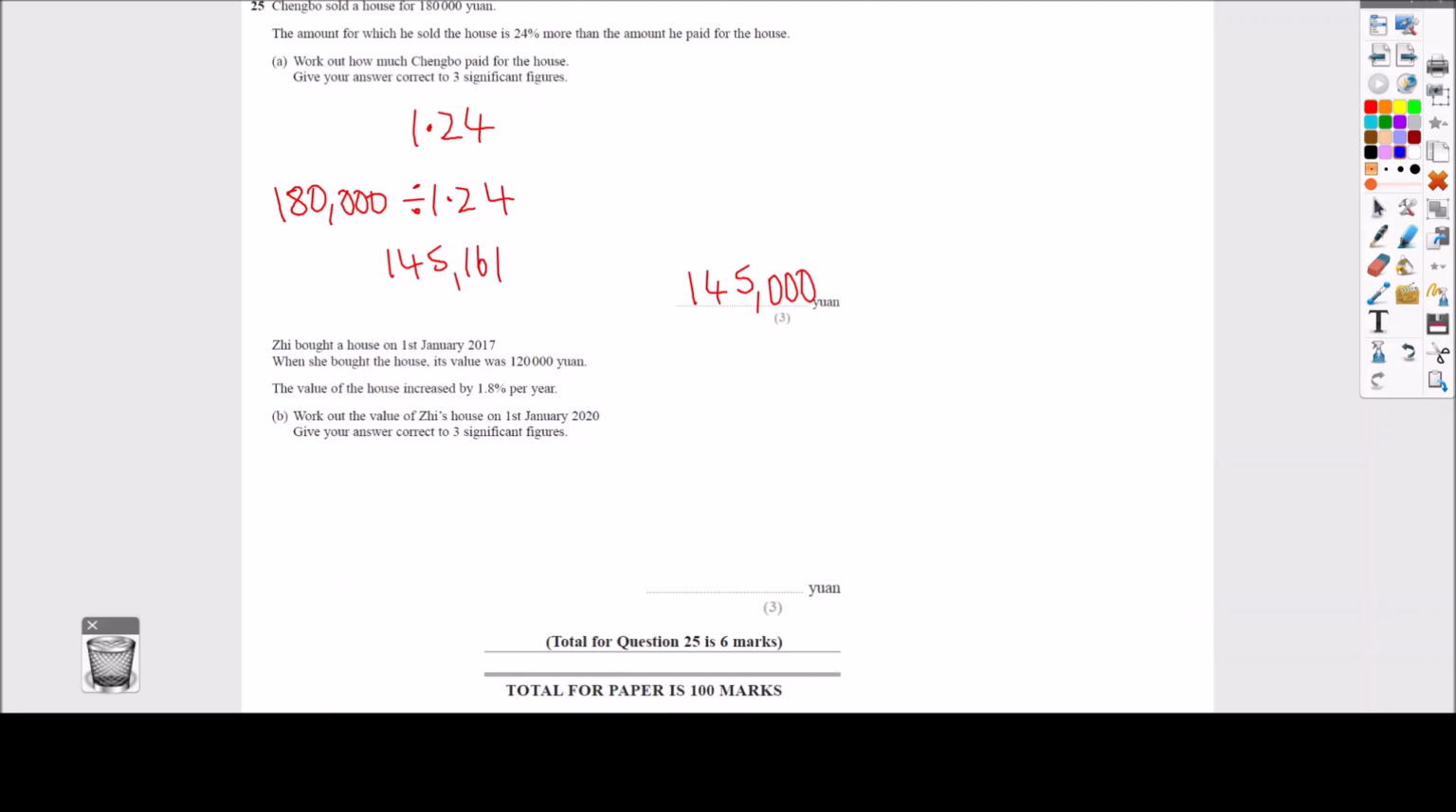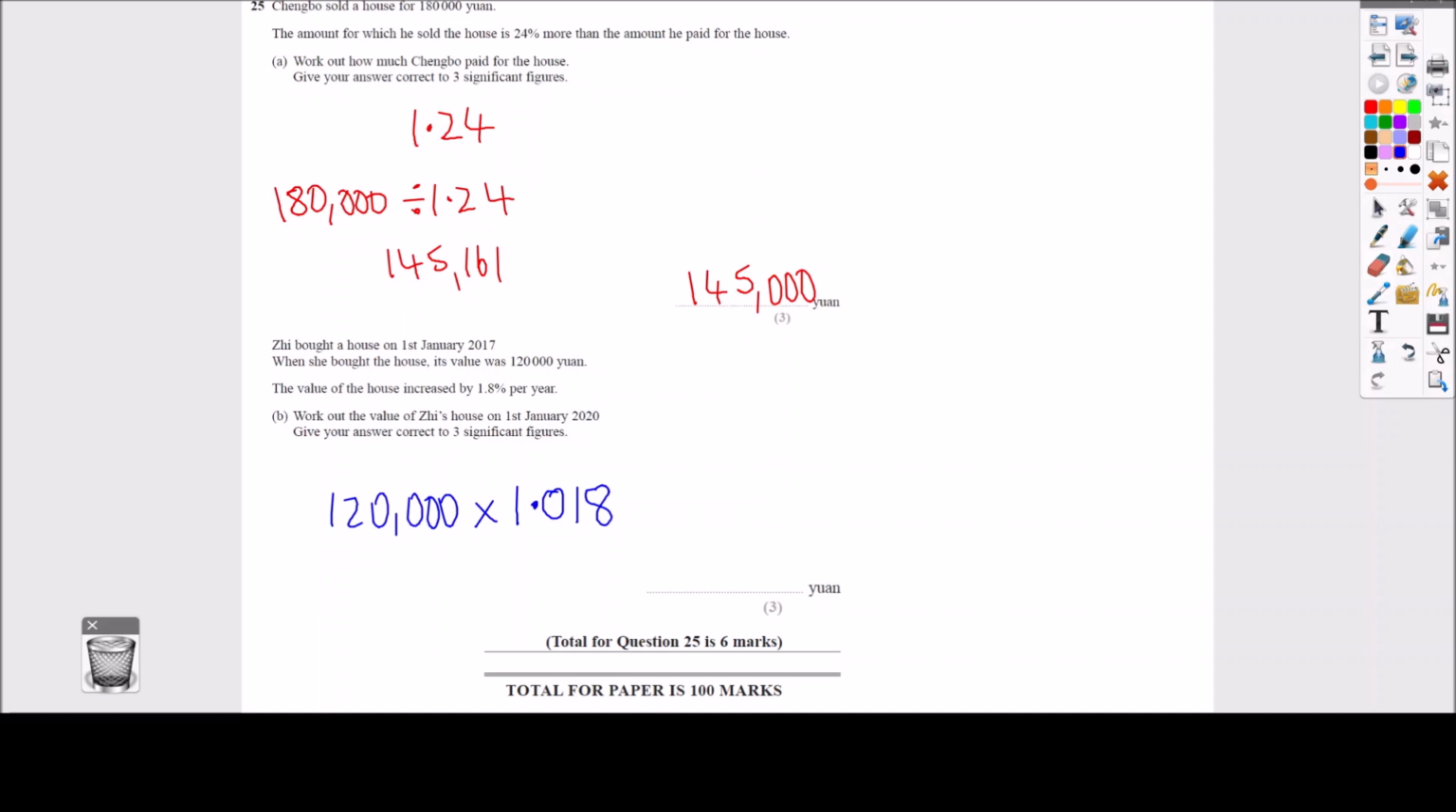Now for part B, bought the house 1st of January for 120,000, increased by 1.8% each year. What's its value on the 1st of January 2020? So how many years is that? 1 year to 18, 19, 20. That's 3 years. Now we're going left to right, so this is a multiplication question. So we're going to start off with the 120,000. Now our multiplier for a 1.8% per year increase is going to be 1.018. That is our multiplier to increase things by 1.8%.